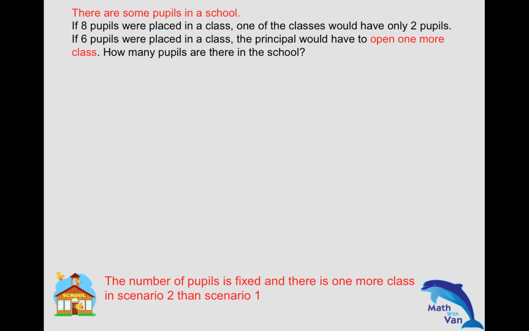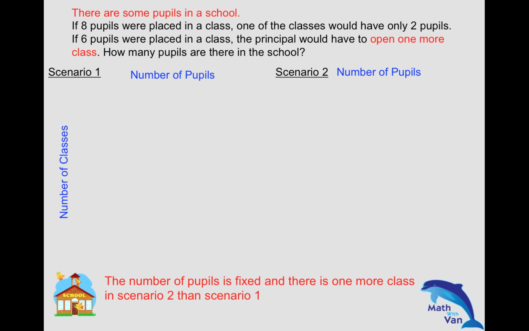Okay, let's take a look at this. For your understanding, I will present it in a pictorial form so that you can see it and better understand it. So making use of the columns and rows concept to represent the total number of pupils. This is scenario 1, scenario 2. The number of pupils will be represented by the number of columns, and the number of classes will be represented by the number of rows, as you can see here.